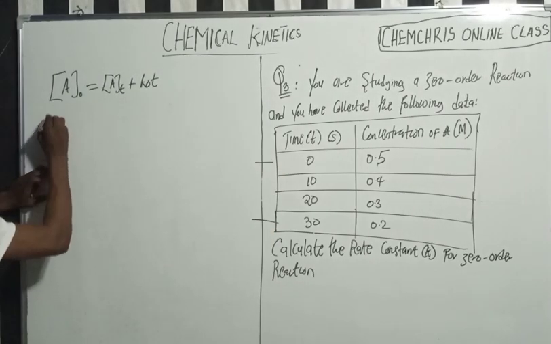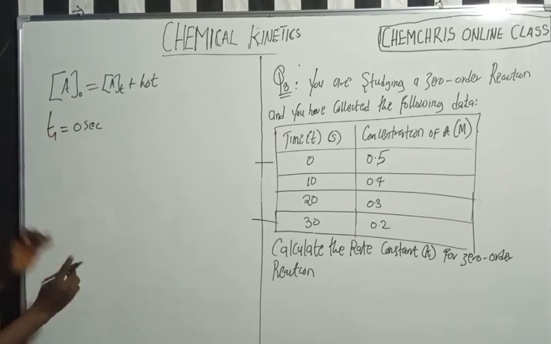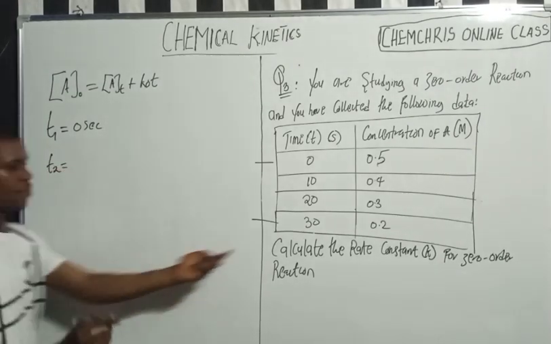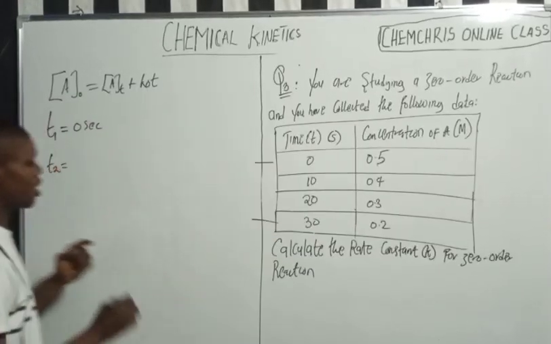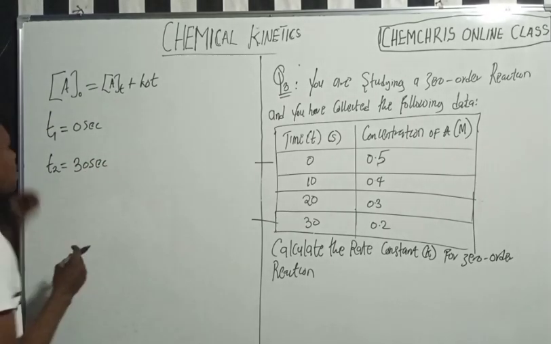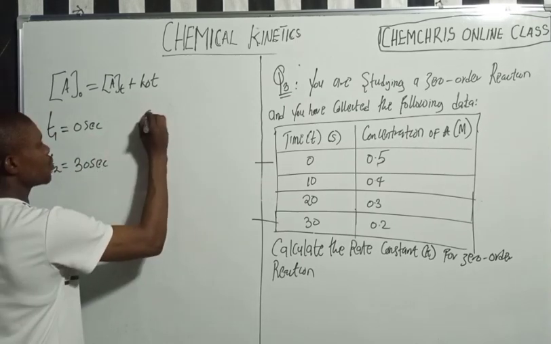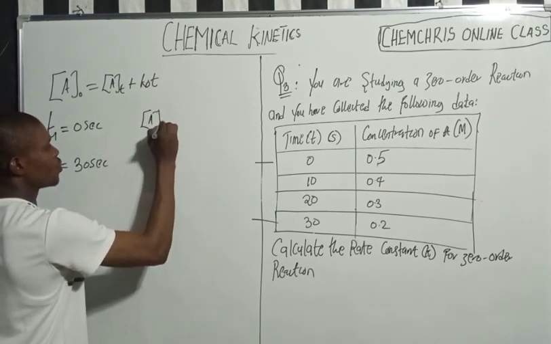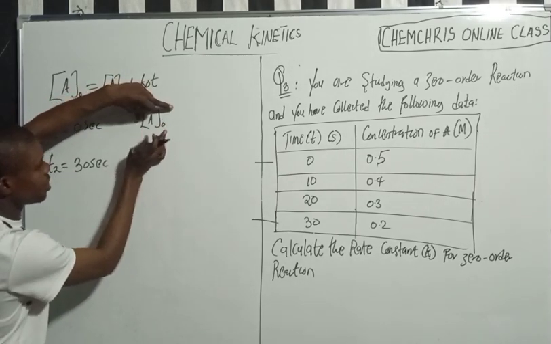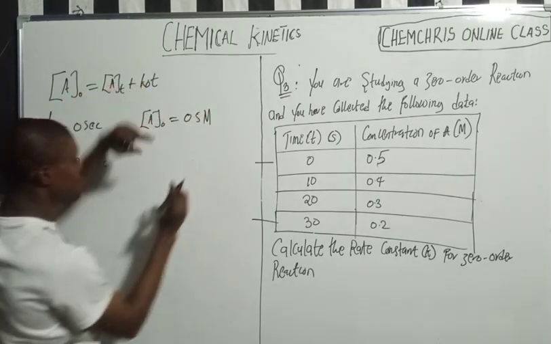So I can say t1 equals 0 seconds, then t2 equals 30 seconds. Can you see that? Now, at 0 seconds, what is my concentration? That concentration is going to be my initial concentration. So at my initial time, we have the initial concentration, which is 0.5 molarity. Can you see that?